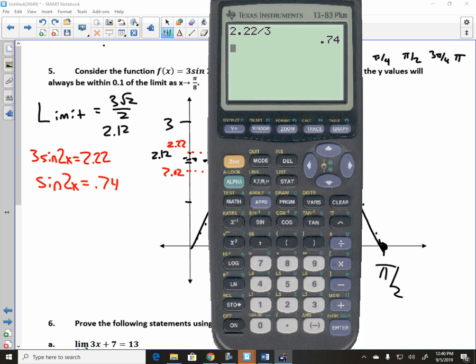Do I get rid of the 2 first or the sine first? How do you get rid of the sine? Sine inverse. Sine inverse that answer, and I get. So after I get rid of the sine, what's left? 2x. So 2x is equal to 0.833. Divide that by 2, and I get x is equal to 0.417.